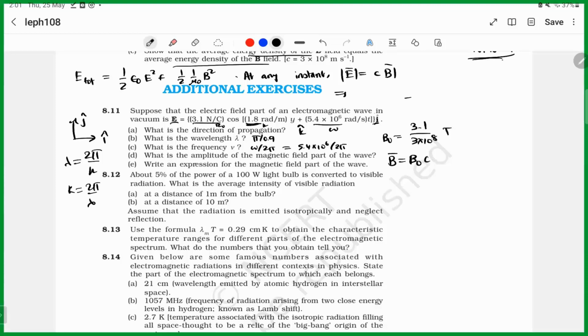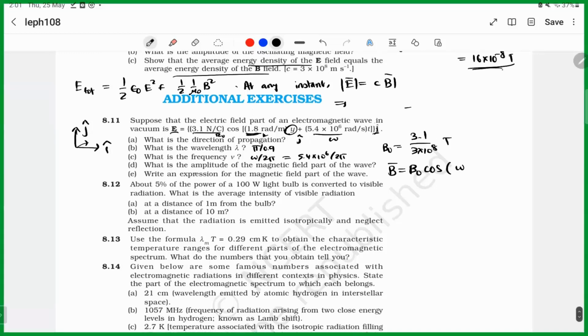B naught cos omega. Oh, wait a minute. My bad. I made a mistake. So here, as you can see, you're given y here. That means that the field is traveling along the j-cap direction. Which means if your electric field is along i-cap, and the field is traveling along j-cap, the magnetic field is along the minus k-cap. Sorry, the direction of propagation is along the j-cap. Okay, that's an important thing to note.